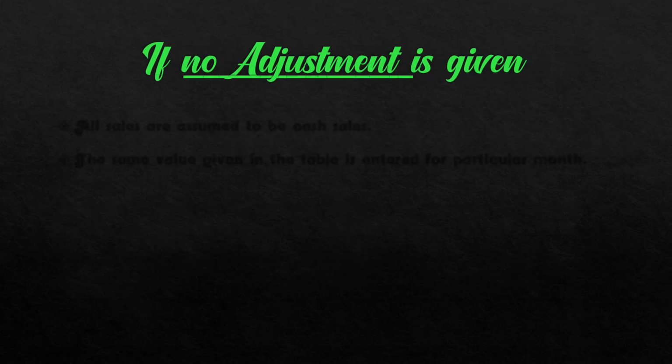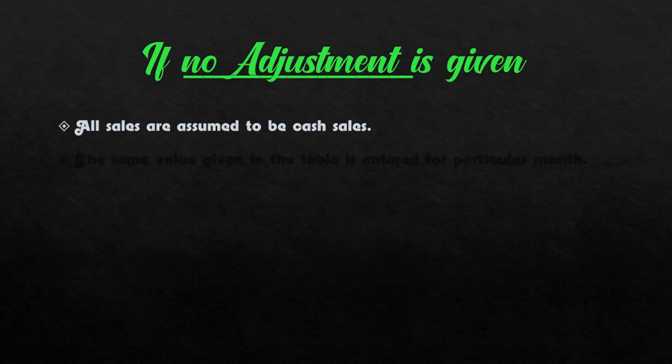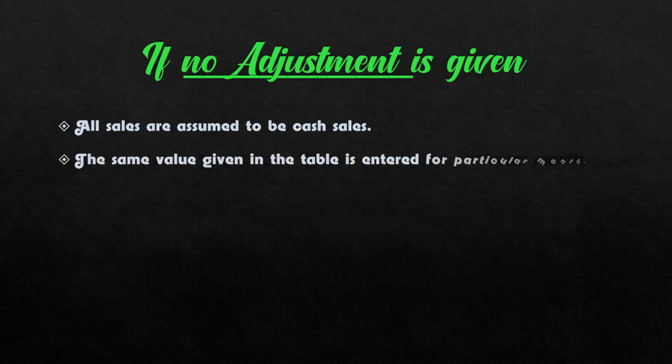First, if no adjustment is given, what do we have to do? All sales are assumed to be cash sales. The same for purchases also. When there is no information about credit or cash given, we assume that all sales are cash sales. The same value given in the table is entered for the particular month.